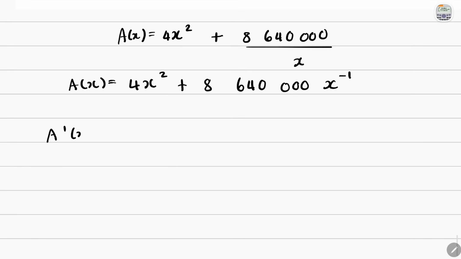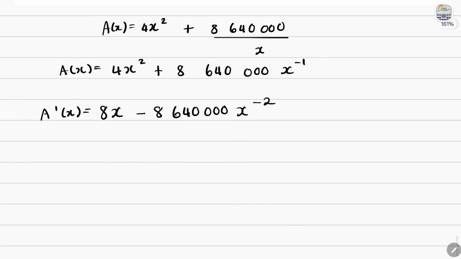So A prime of x is equal to 4 times 2, which is 8, so 8x raised to the power of 2 minus 1, which is 1, and you don't have to rewrite that. Then coefficient times exponent gives -8,640,000, and x raised to the power of exponent minus 1, which is -2. Great. Now we can make the derivative equal to 0 so we can find that minimum value. So this is 8x, and then we have -8,640,000.